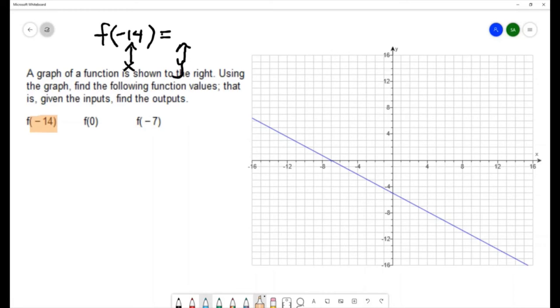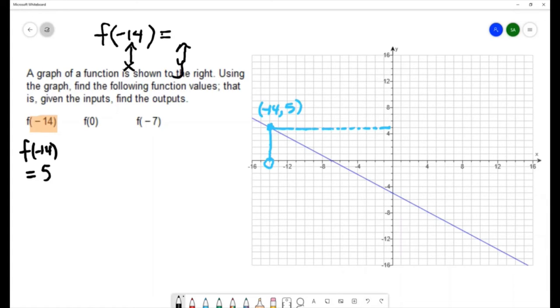So I'm going to look over here on my graph, and I'm looking for an x value of negative 14, which would be here. We want to get onto the graph. This point right here is on the graph and it has an x-coordinate of -14. And we can look over here to the y scale and record what that y-coordinate is. So we know the ordered pair -14, 5 is on this graph. And that means that f of -14 is 5, the y-coordinate at that x value of -14.